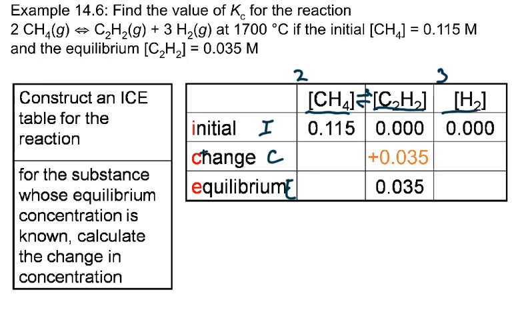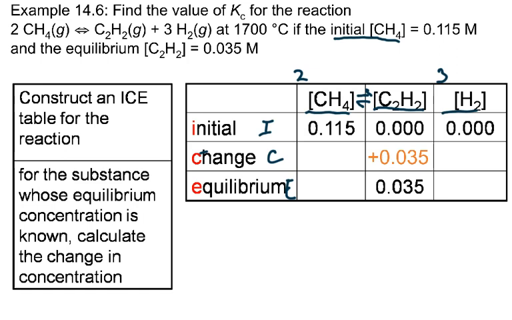From our question, we're given the initial methane is 0.115 molar. And if you're only given a reactant, you can assume that the products are starting at 0. And then we're given our equilibrium C2H2 acetylene as 0.035 molar.